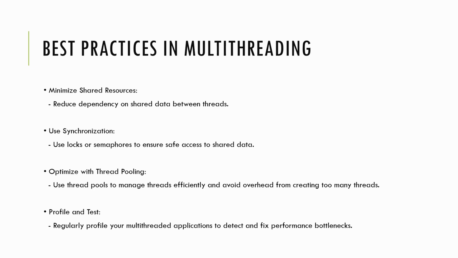To work efficiently with multithreading, keep a few best practices in mind. Minimize shared resources to avoid the need for complex synchronization. Use synchronization mechanisms like locks to prevent data corruption. Optimize with thread pooling to avoid the overhead of creating too many threads. Finally, always profile and test your code to ensure performance is not being compromised.